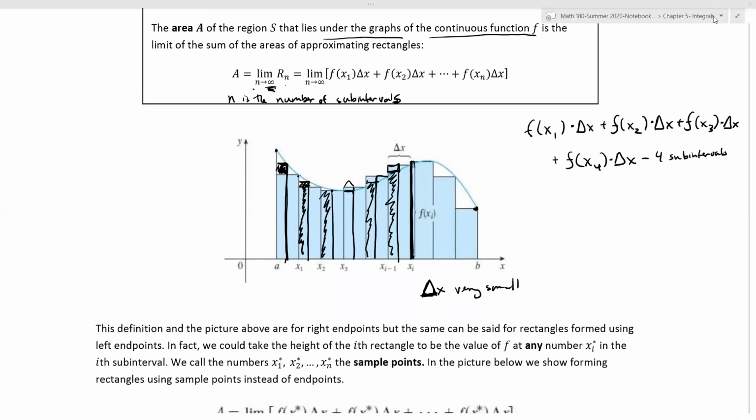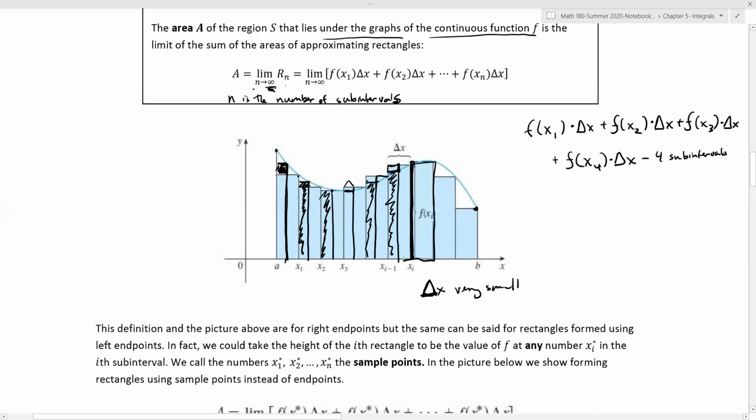So the definition and the picture above are for right endpoints, but the same can be said for rectangles using left endpoints. So we can also use left endpoints. In fact, we could take the height of the ith rectangle to be, and the ith rectangle means like this rectangle right here that starts at xi. So this is f of xi and xi. So this is the ith rectangle.